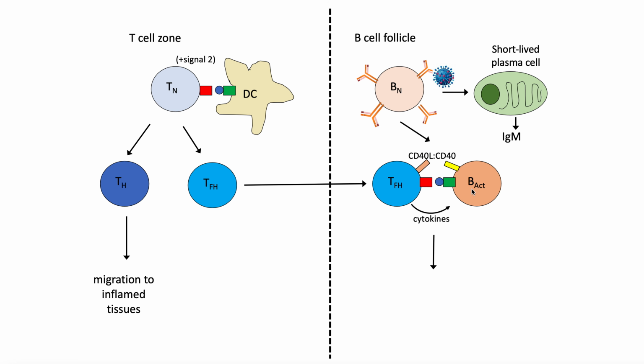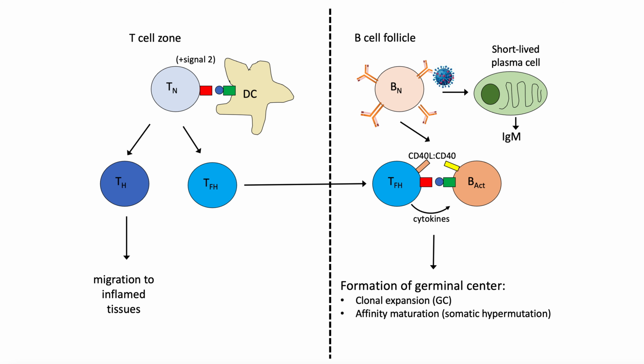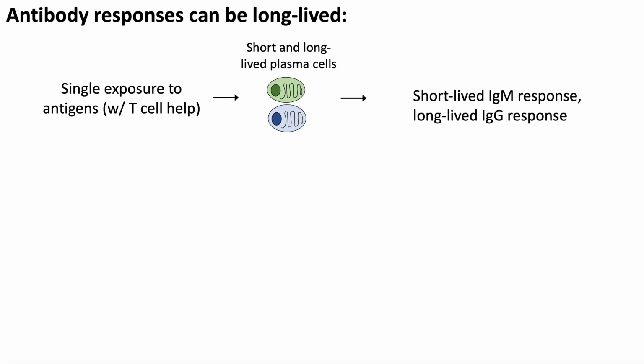And this, in turn, leads to the formation of the germinal center, which is characterized by massive clonal expansion, affinity maturation of the B cell response, and isotype class switching. So instead of making IgM antibodies in the germinal center, often we produce IgG or IgA or IgE antibodies. It also involves the formation of long-lived plasma cells that can persist for years after exposure, and the formation of memory B cells that can respond rapidly to a second exposure.